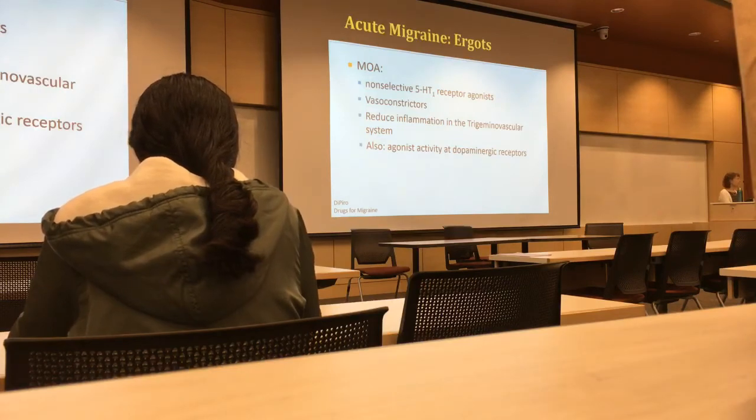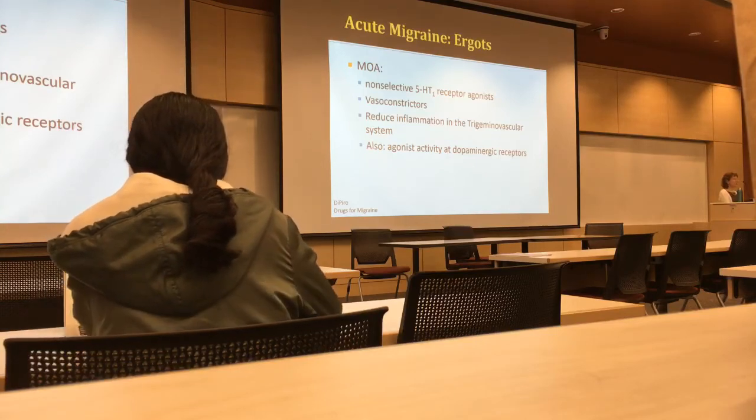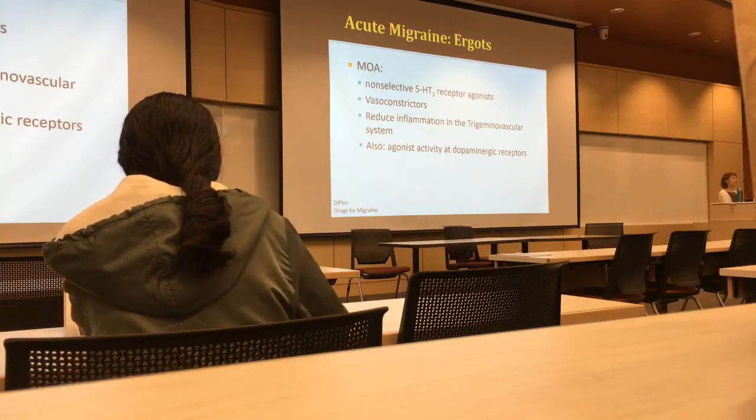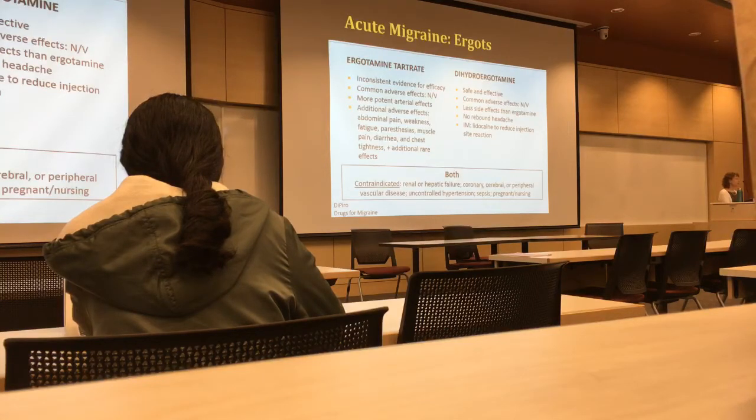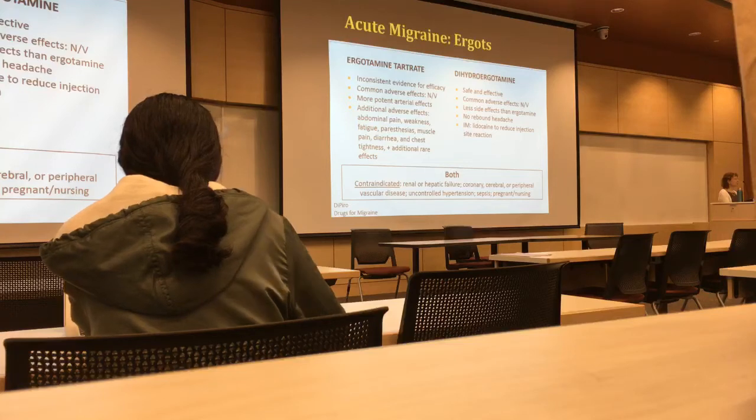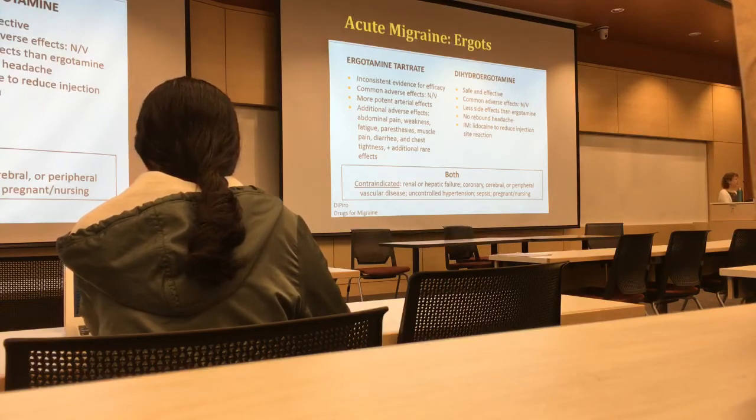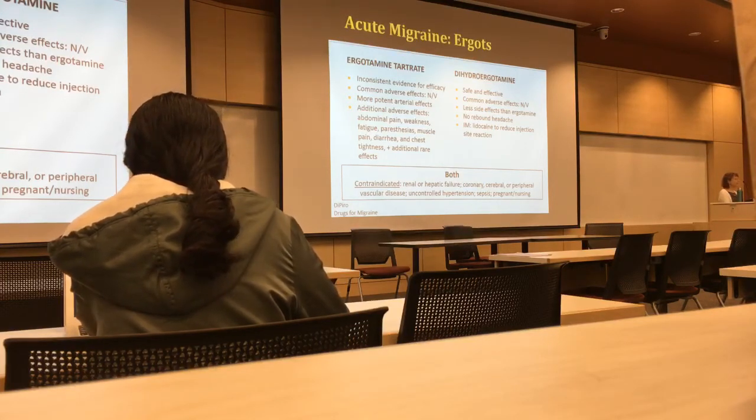They work by increasing serotonin 1 receptors, and they will cause vasoconstriction as well, and decrease the release of those neurotransmitters through the trigeminal vascular system, and may have some effect on dopamine receptors. So these are a comparison between the agents, and dihydroergotamine surpasses ergotamine, so it's not really a choice anymore between them because it causes less side effects than the ergotamine. Both are contraindicated in renal and hepatic failure, and again, people that have cerebral vascular disease, peripheral vascular disease, uncontrolled hypertension.